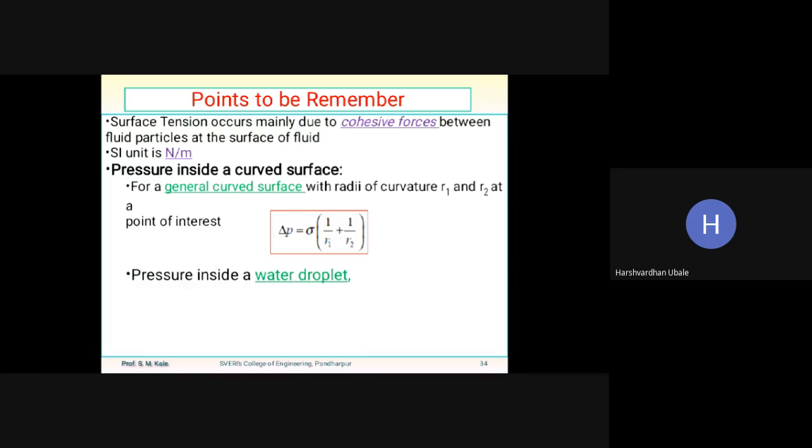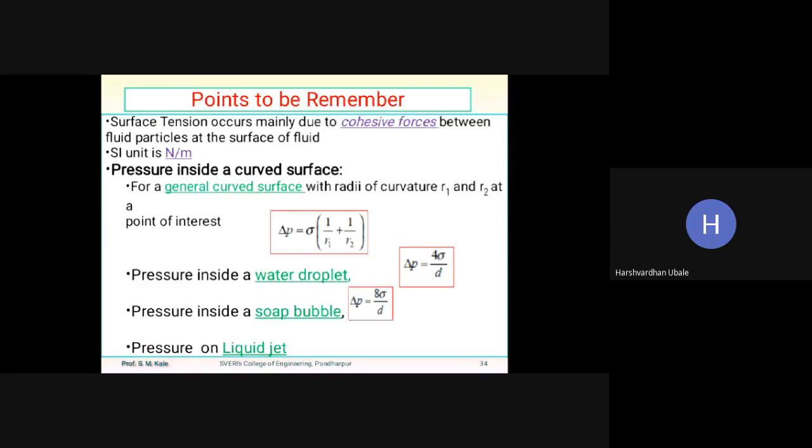Then second one, pressure inside the water droplet: we know the pressure inside the water droplet is 4 sigma upon D. Then third one, the pressure inside the soap bubble is 8 sigma upon D. And the last one, pressure on a liquid jet, is twice sigma upon D. You have to remember these points related to surface tension. Are you getting? Yes or no?